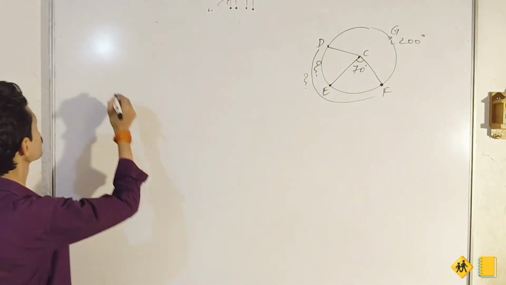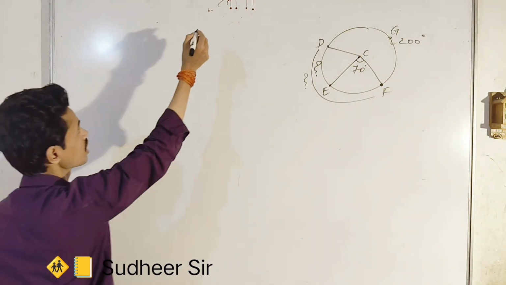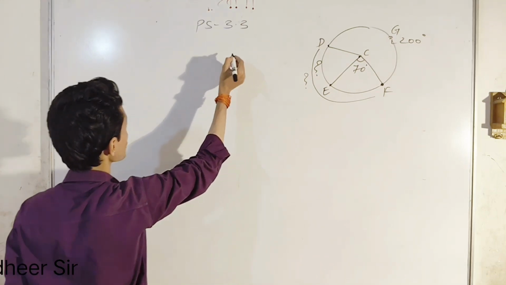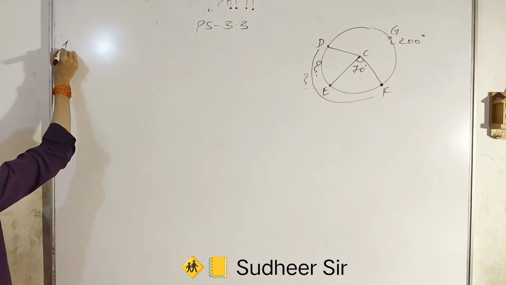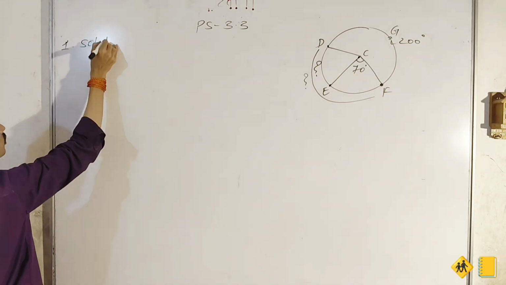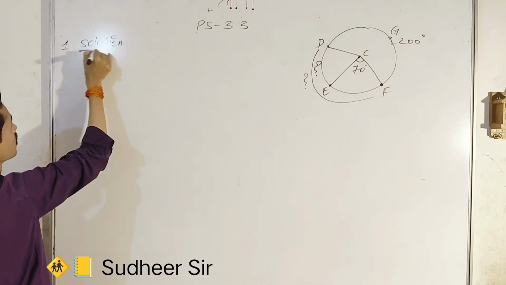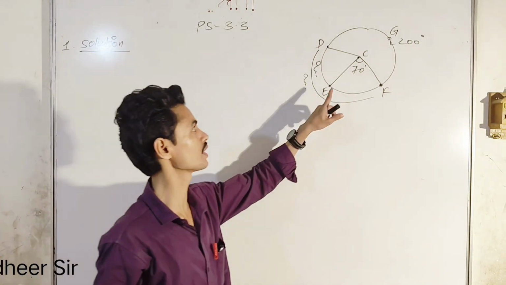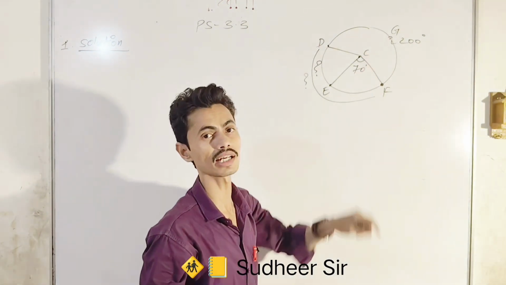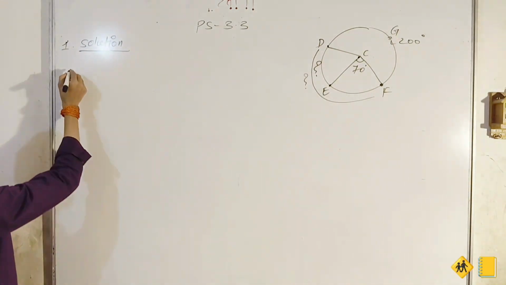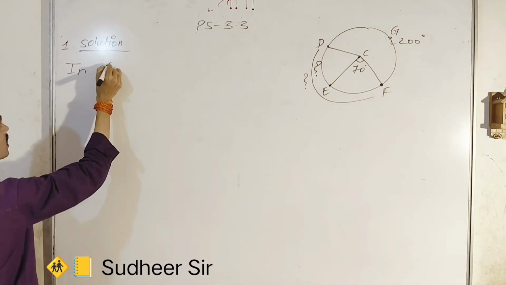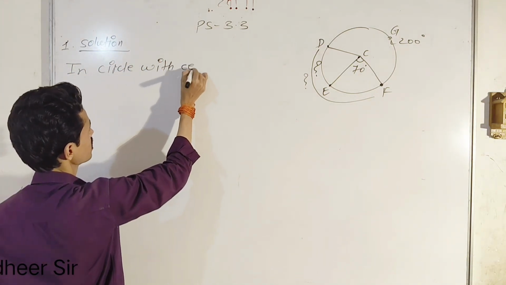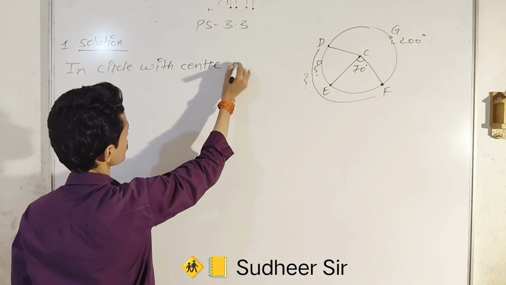Okay, so let's start how to solve. Question number 1, practice set 3.3, chapter Circle. So question number 1, how to solve. The solution is very important. First we'll write: in the circle with center C.